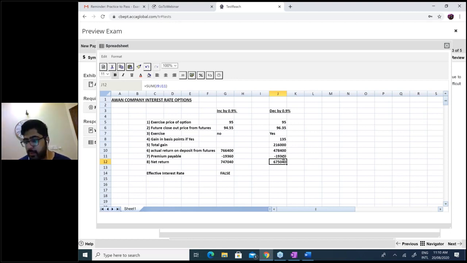Premium has to be paid, it reduces return, so deduct it, but gain increases return, so add it. You get the answer. And since the answer is varying, because in one case it was yes, in one case it was no, the effective interest rates would be separate for both of them.